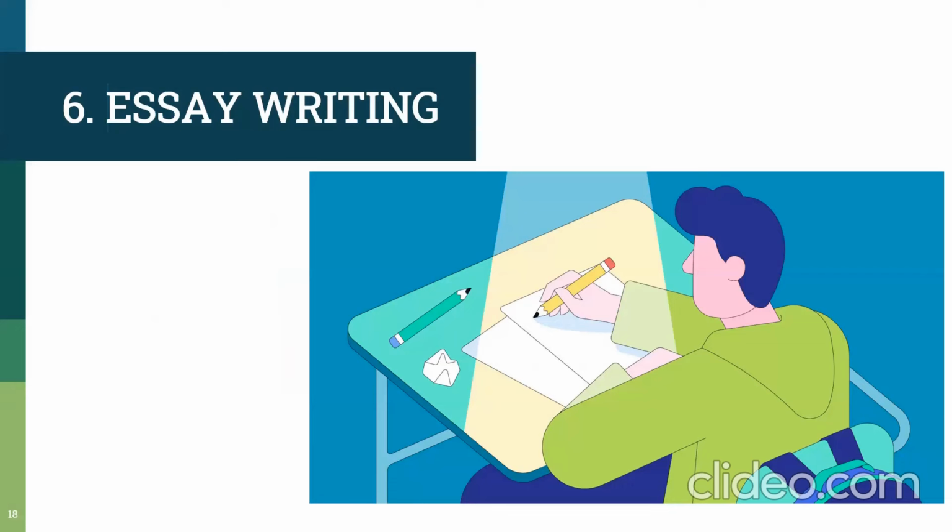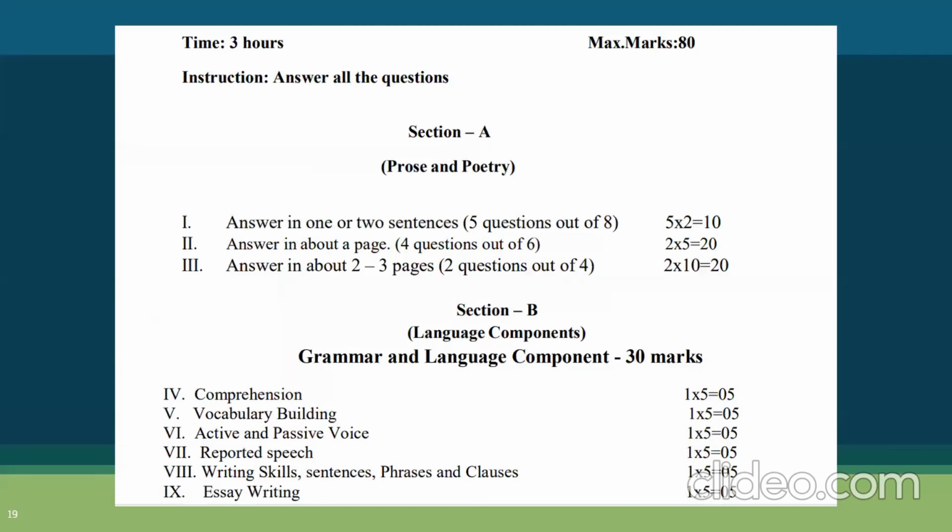So friends, this is how you have the syllabus here. These are the 8 chapters you have, and these are the 6 important topics in your syllabus. As far as the examination is concerned, the examination will be for 3 hours, and the question paper will be for 80 marks. The remaining 20 will be for internal assessment. The 80-mark question paper is divided into 2 sections. First, section A, prose and poetry.